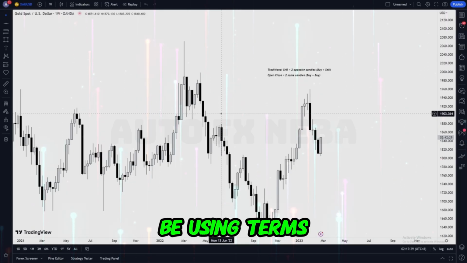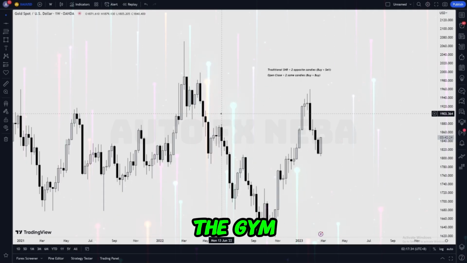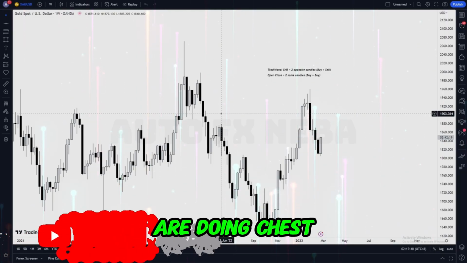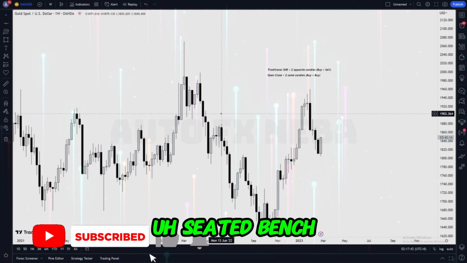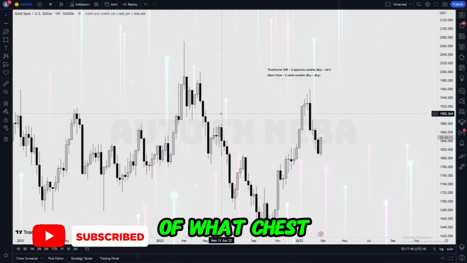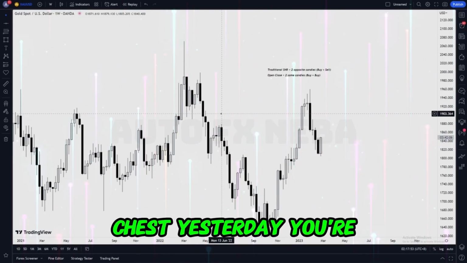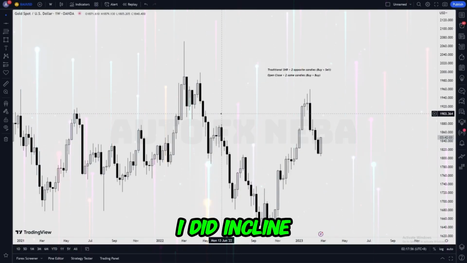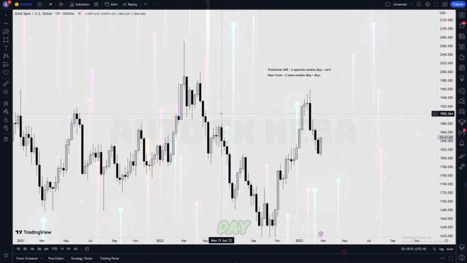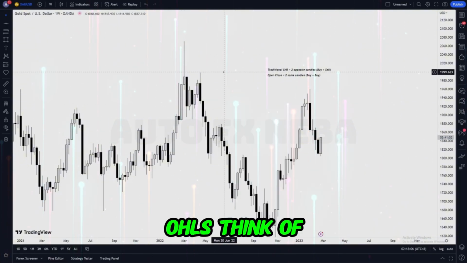Because understand, we're still going to be using terms like resistance and support because these are different variations of resistance and support. Like when you guys go to the gym, you're doing, you know, chest flies. Some people are doing seated bench pressing, some people are doing barbell bench pressing, etc. These are all variations of what? Chest exercises. So you go to the gym to train chest, but you're still going to say, I trained chest yesterday. You're not going to say to everybody, oh, I did incline, I did flat bench. No, you're going to say these are the variations of chest, but I did chest. Yesterday was chest day. That's what you're going to say. So these are all forms of support and resistance. It's just that this is called OHLC. Think of it like that.